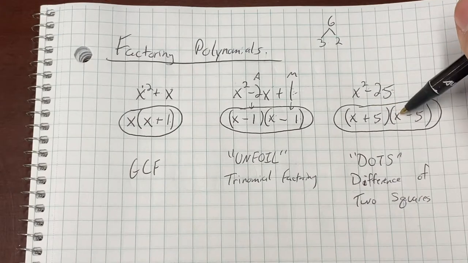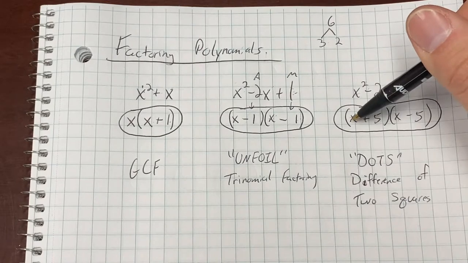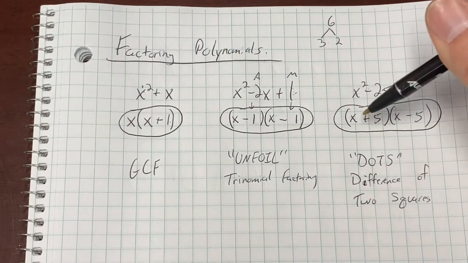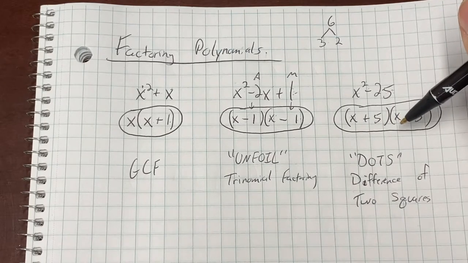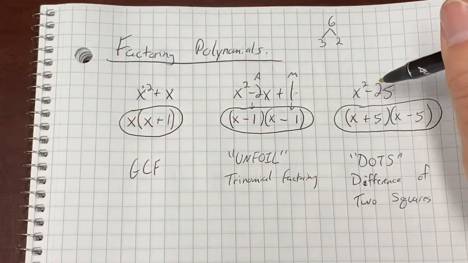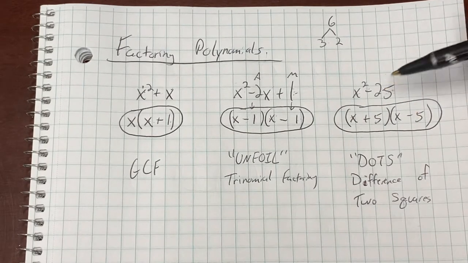You FOIL this, you'll work back to that. You will get x times x, x squared. You will get minus 5x and plus 5x when you do your outers and your inners, your OI. Minus 5x plus 5x, well, that's zero. It goes away. Notice there's no middle x term in here. And then when you do your last, it's plus 5 times minus 5, you'll get your minus 25. So again, when you FOIL this, you'll get back to that.